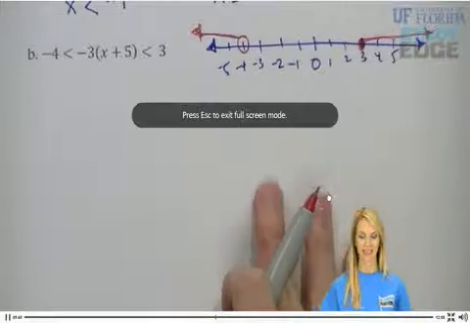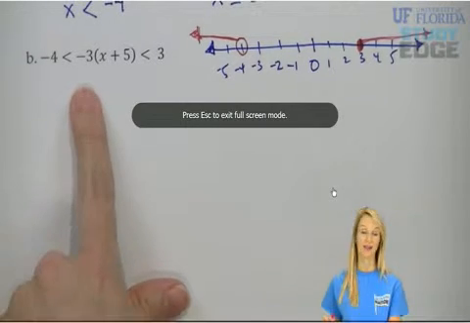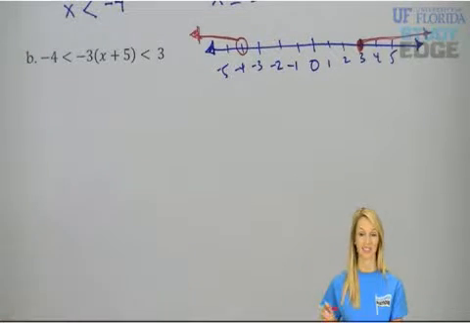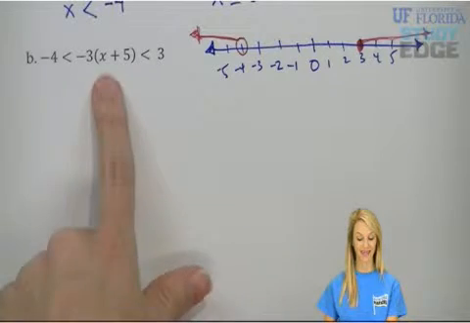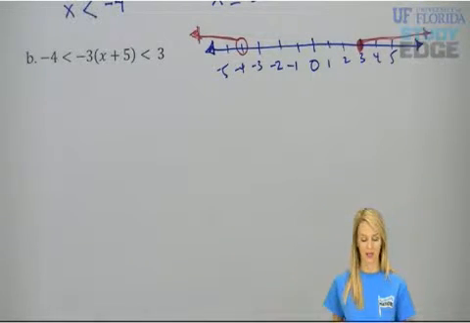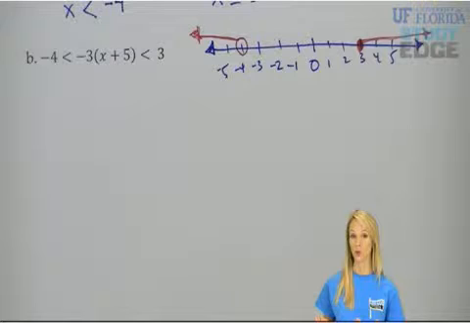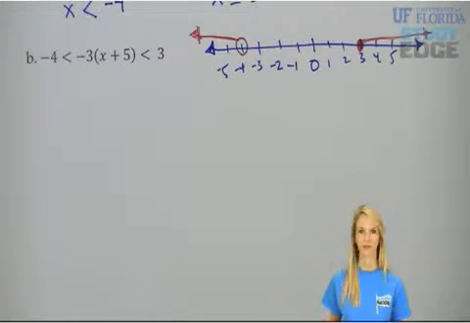All right, let's look at part B. So part B, we've got another compound inequality, but this time it's not an or inequality. It's not saying x can be in either direction. It's saying that x is going to be between two values. Well, what are those values that x can be between? All we're doing is solving for x.